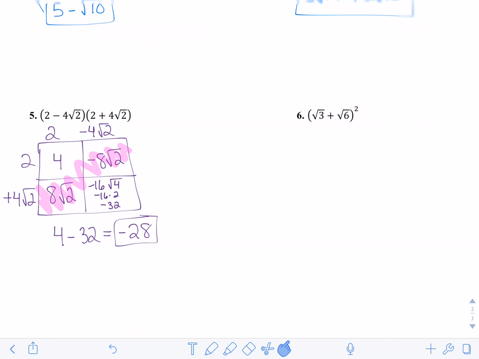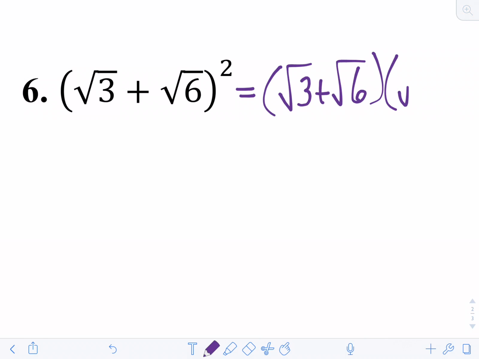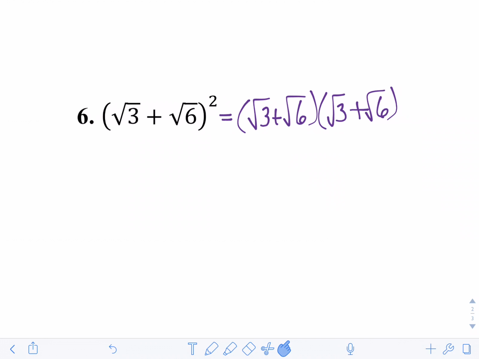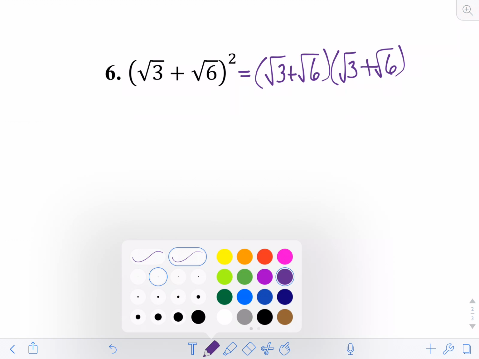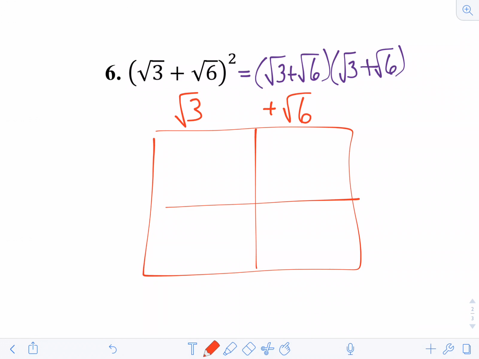Alright, the last one that we have here, you have square root of 3 plus the square root of 6. All of that is squared. This is the exact same thing as the square root of 3 plus the square root of 6 times the square root of 3 plus the square root of 6. So what you're going to do here again is you're going to do your box method. So I'm going to go ahead and draw my box. We have the square root of 3 plus the square root of 6 on each side.